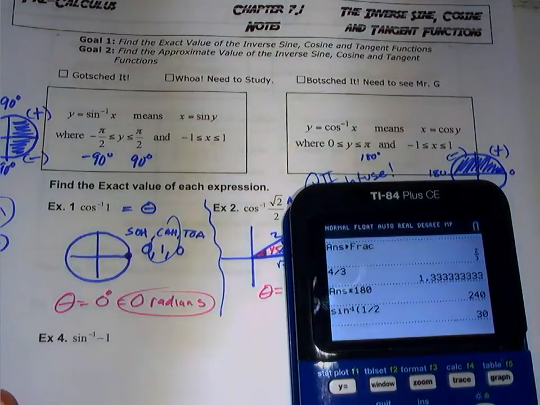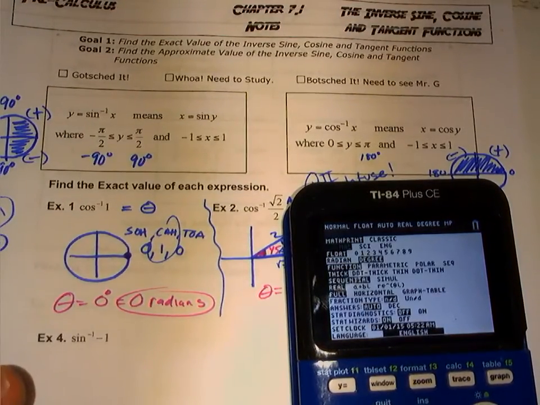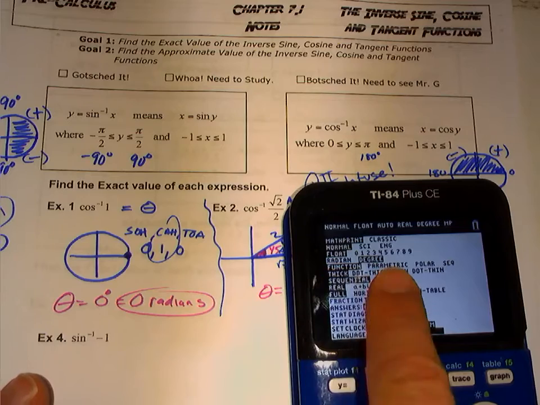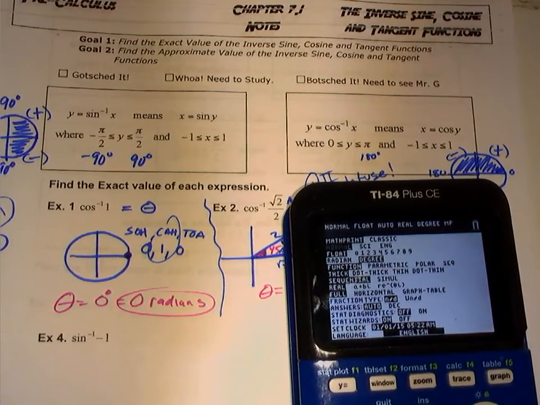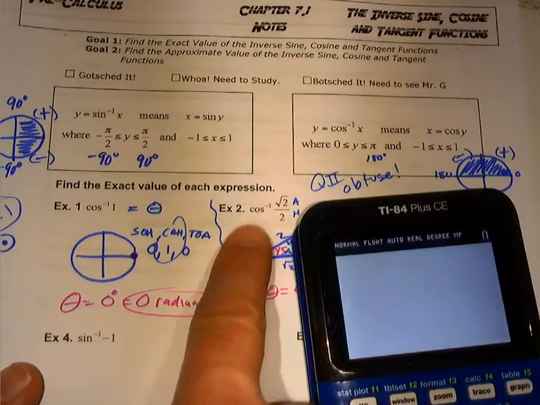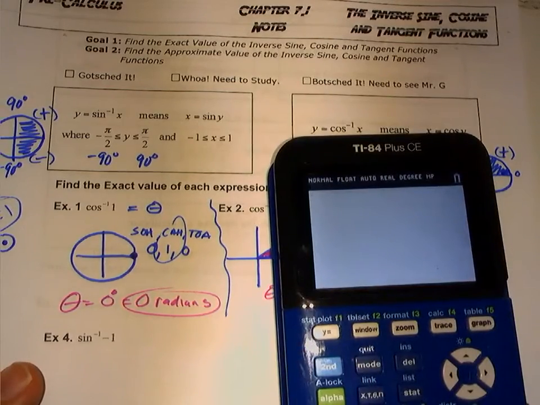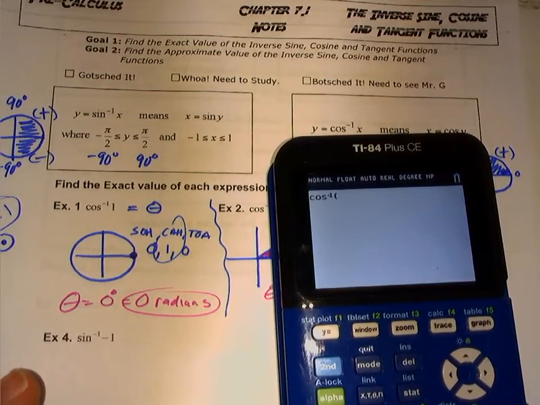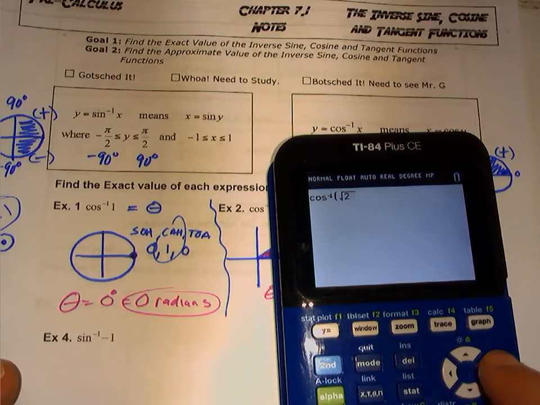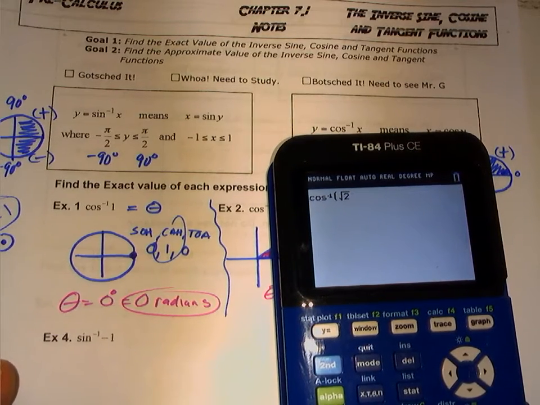So if I have my calculator, number 1, I'm going to be in my mode. I like to be in degrees myself, so I understand what's going on if I'm not really good with radians. So check your mode, make sure you're in degrees. And then I'm just going to do inverse cosine. So second cosine is the inverse cosine. And then square root of 2. Use your directional pad and get out of that, and then divide by 2, and I'll get my answer of 45.